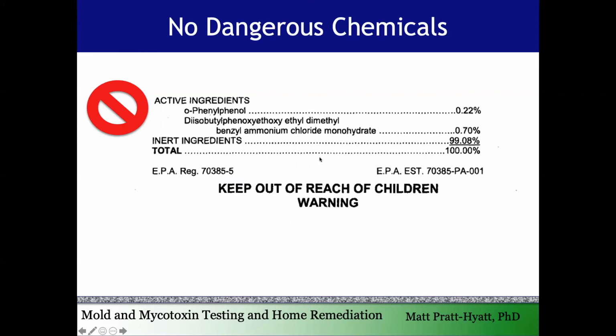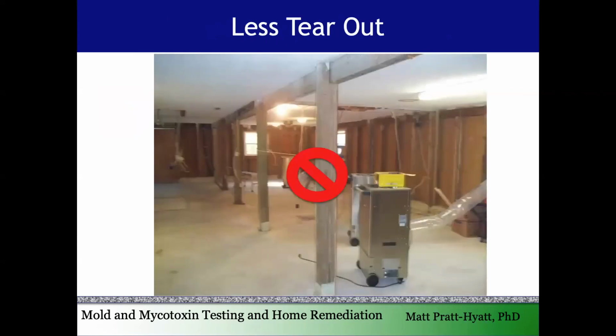This is a demolding agent that some other companies use. Since the Mold Pros use enzymes to degrade the mycotoxins, they do some tear out, but a lot less tear out than many of their competitors, which drastically decreases the cost for the people remediating their homes.